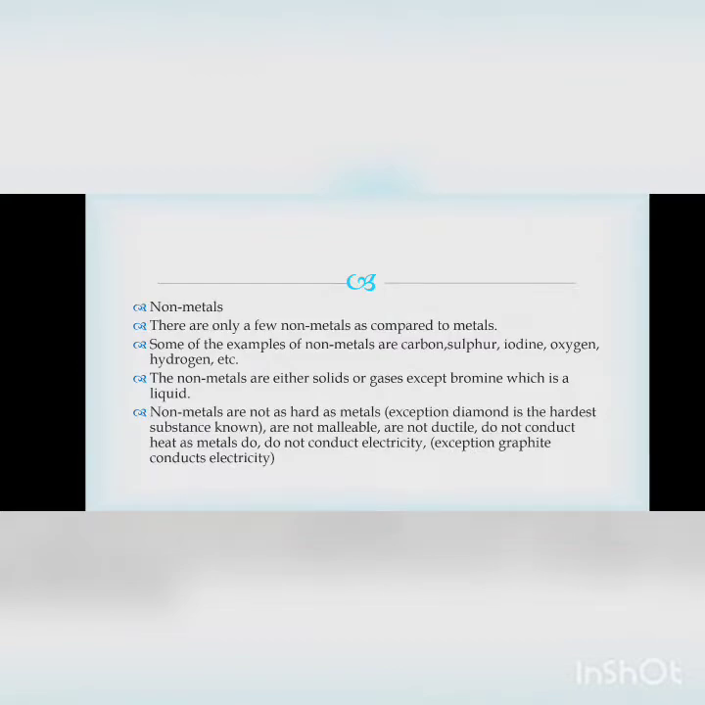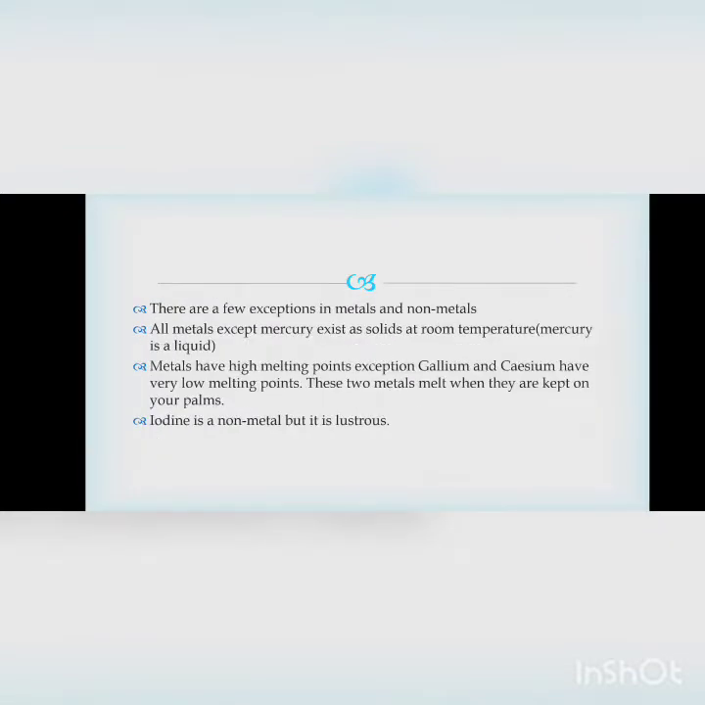They are not malleable, neither are they ductile. They do not conduct heat as metals do. They do not conduct electricity. Exception is graphite. It conducts electricity. Now there are a few exceptions in metals and non-metals.